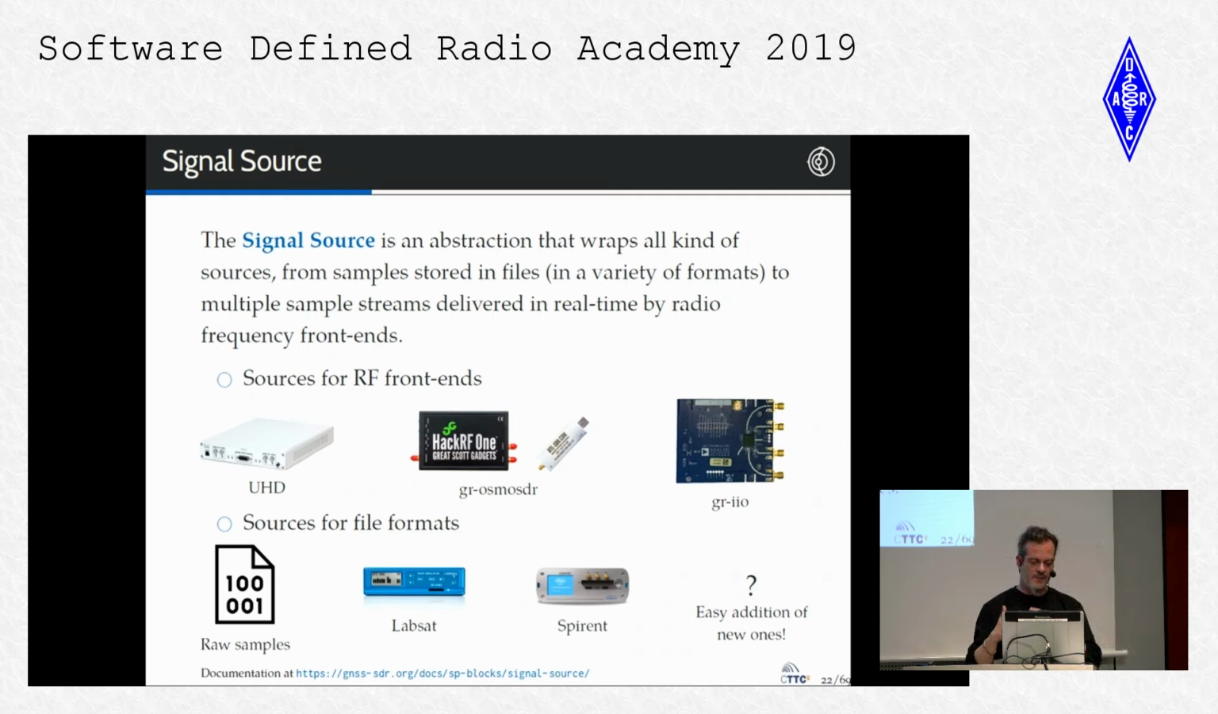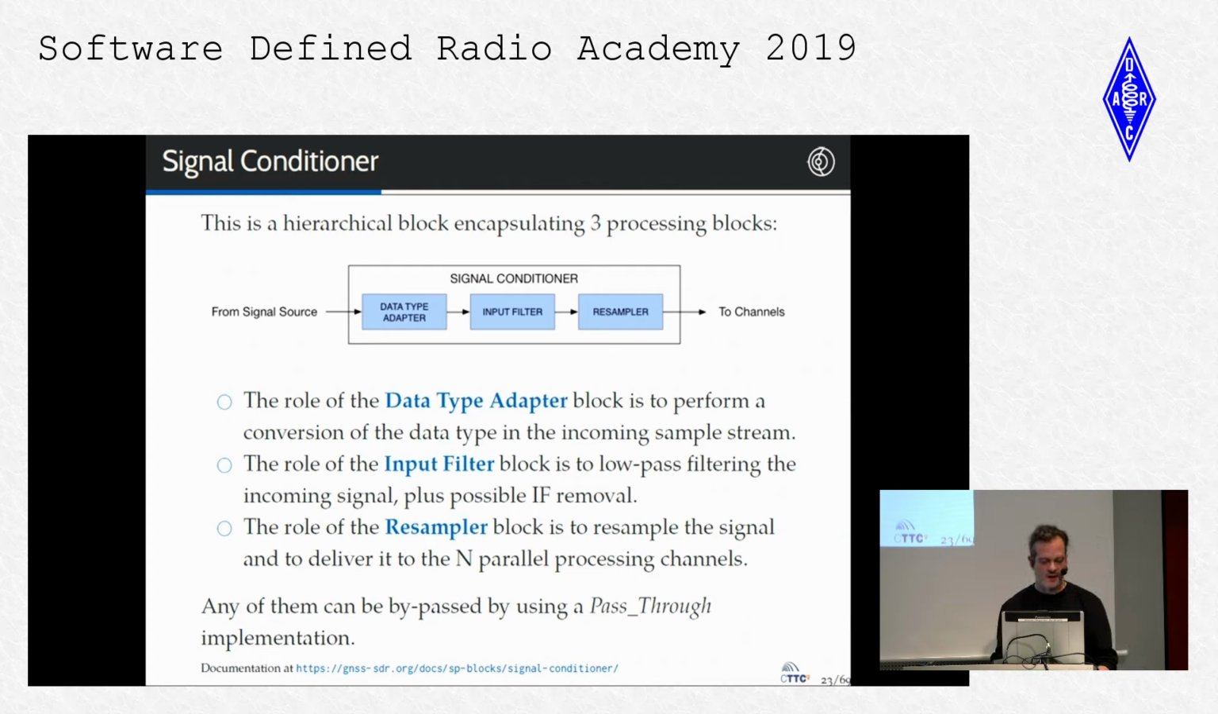Then the next block is the signal conditioner. This is a hierarchical block formed by three inner blocks. The first one is the data type adapter, which adapts the number of bits of your samples to something that a computer can deal with. Then we have an input filter, just if you need it, if you want to filter your signal a little bit more. And then, if you want to use it, there is a resampler for adapting your data rate to something more convenient. Any of them can be bypassed. So this is an optional block just to condition your signal in case you need to.